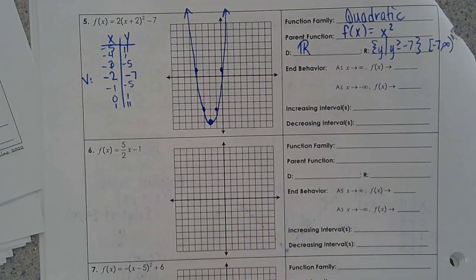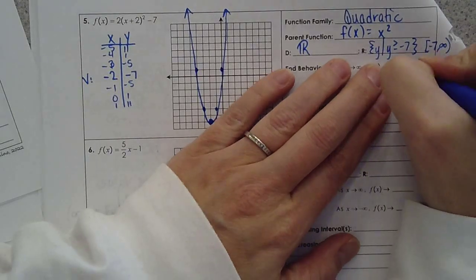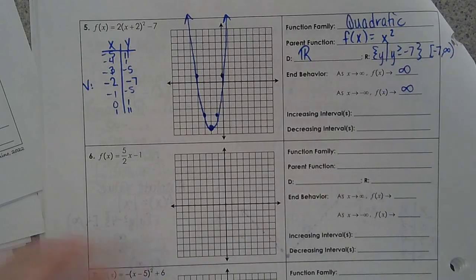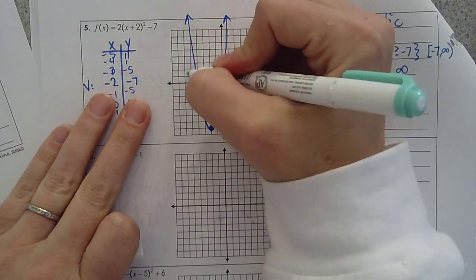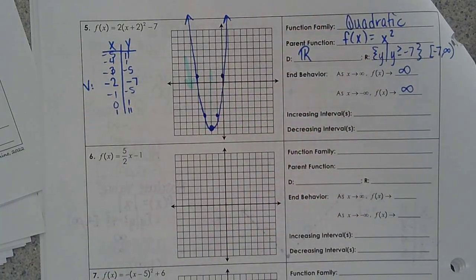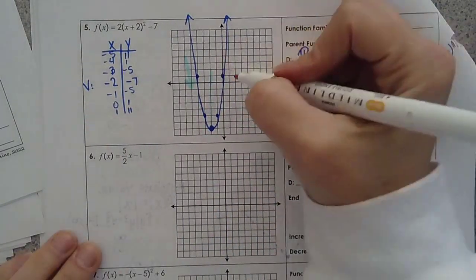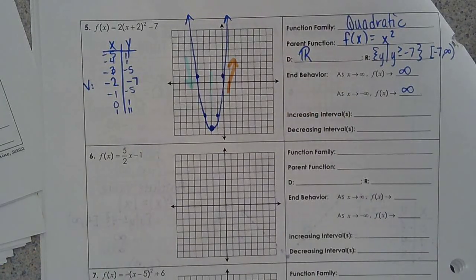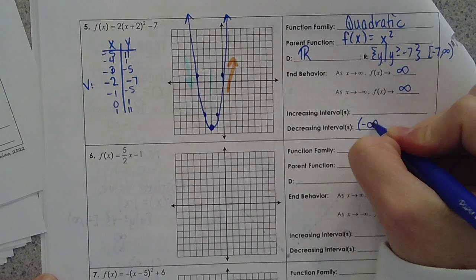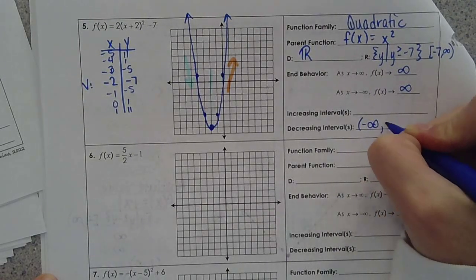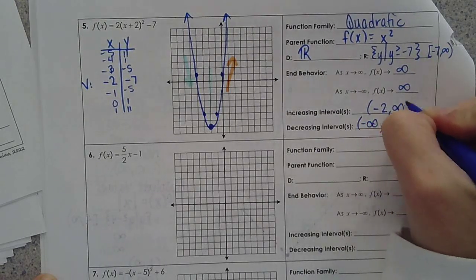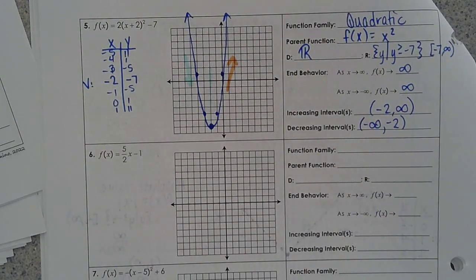My end behavior is up, up. The right end is going up, the left end is going up. I've got a decreasing interval on the left of my vertex, and I've got an increasing interval on the right of my vertex. So decreasing from negative infinity to negative 2, increasing from negative 2 to infinity.